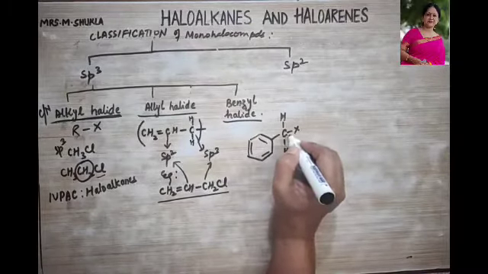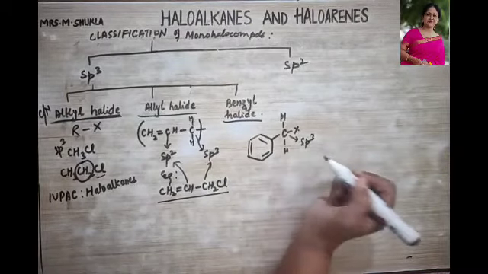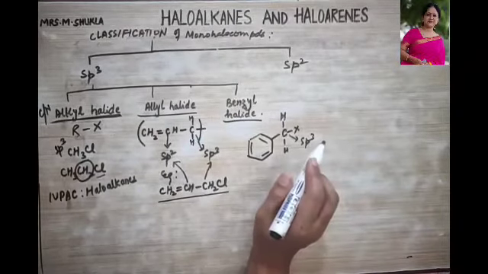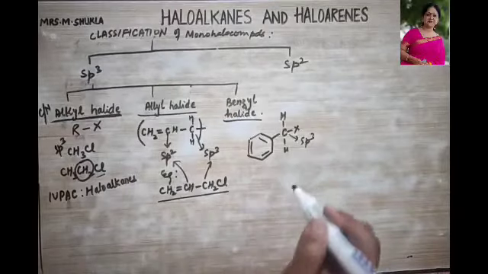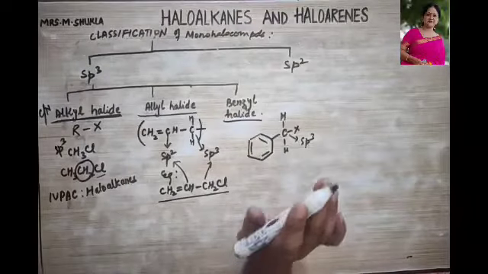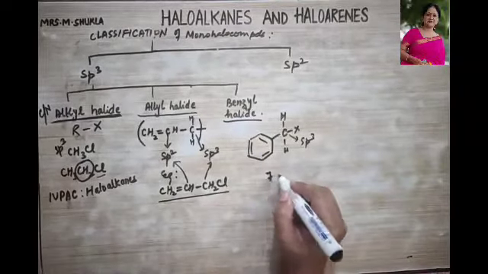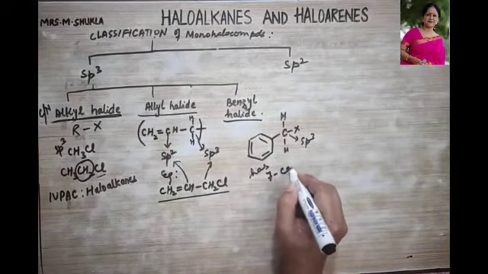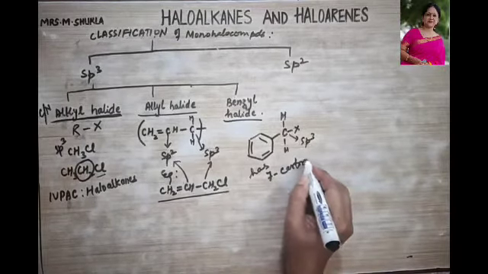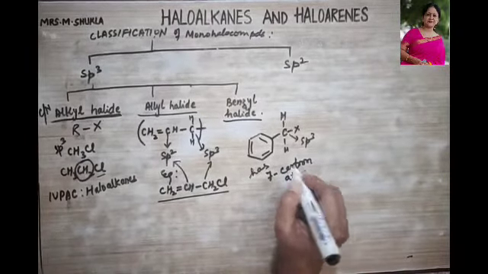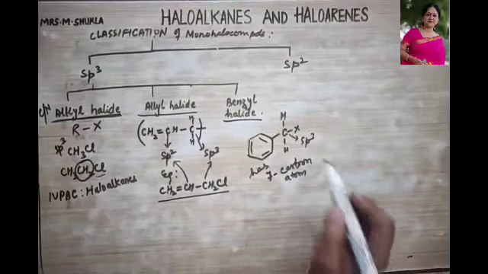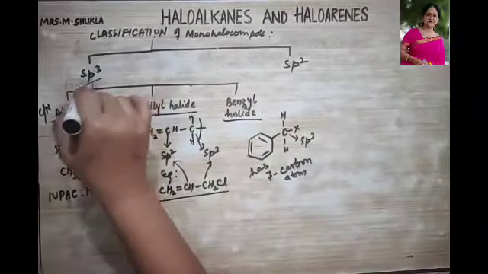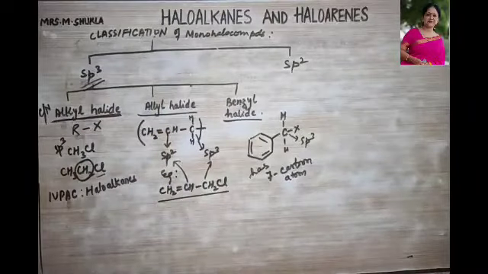So over here, what did we see? This particular carbon shows Sp3 hybridization. Thus you can say that benzyl halide has 7 carbon atoms: 6 over here plus 1 carbon which exhibits Sp3 hybridization. I hope Sp3 hybridization is clear to all of you.